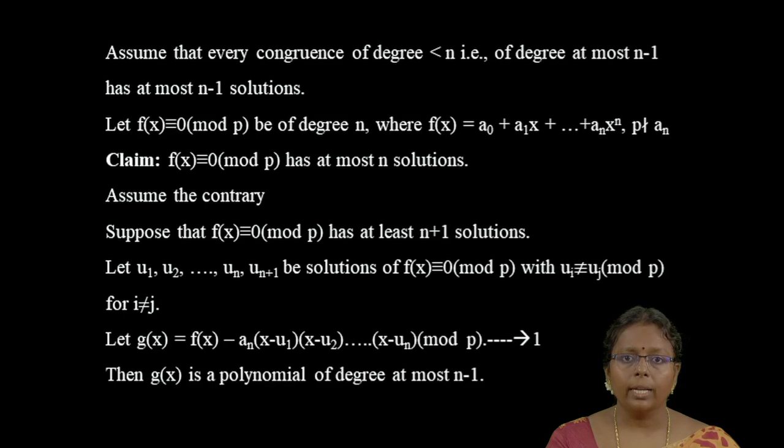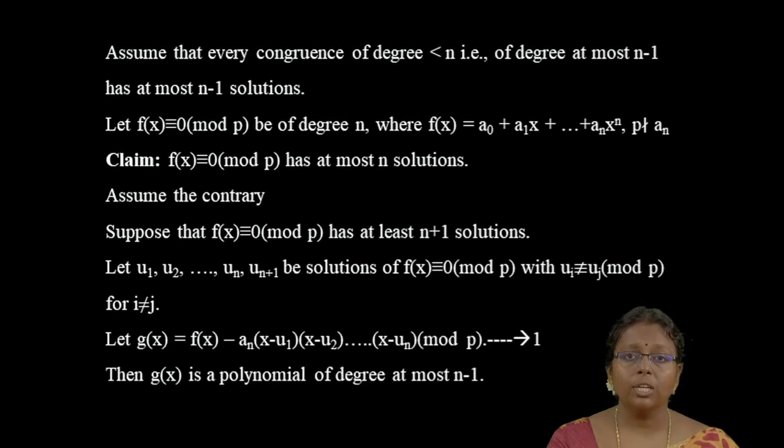So assume that every congruence of degree less than n, that is at most n minus 1, has at most n minus 1 solutions. Let f(x) ≡ 0 mod p be of degree n, where f(x) is a0 plus a1x plus etc. plus an x^n, and p does not divide an. Since the degree is n, p must not divide an. So our aim is to prove that f(x) ≡ 0 mod p has at most n solutions.